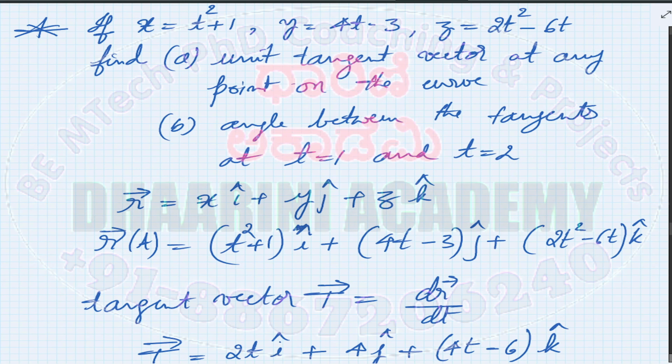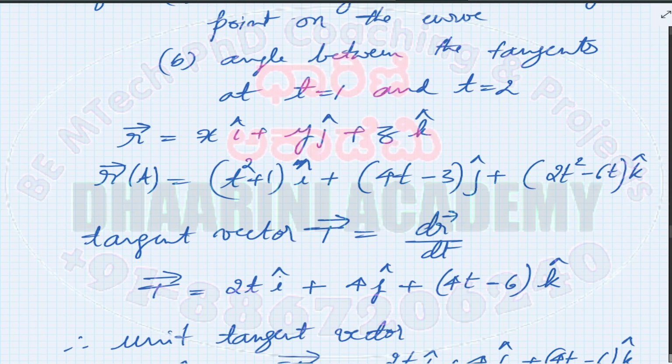That's the idea. And now we can understand that in this question, part A is: find the unit tangent vector at any point on the curve. Tangent vector means differentiate. The second part is the angle between the tangents. So find two tangents at t equal to 1 and t equal to 2 and try to find the angle between them. We'll use the basic concepts only. This is not an advanced problem.